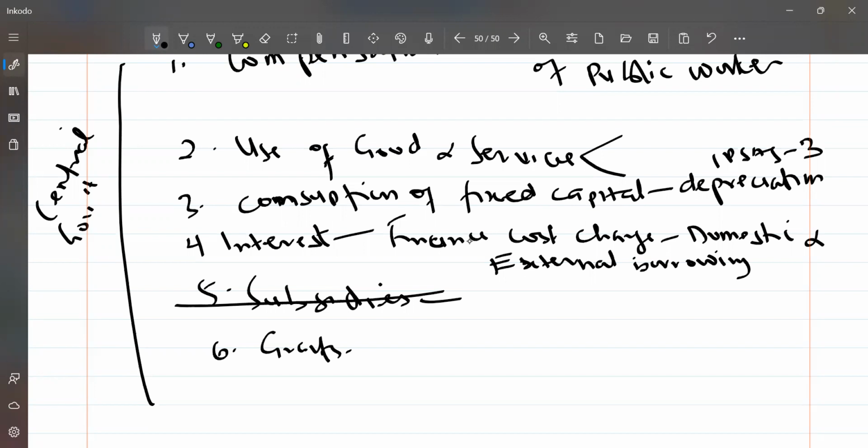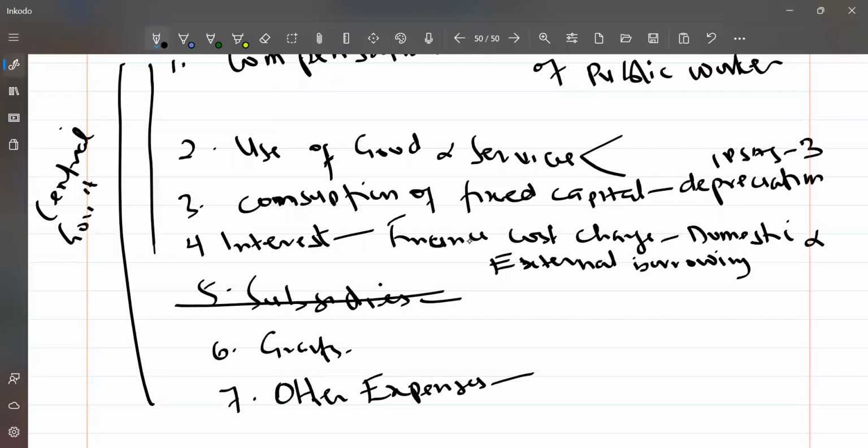Okay. So number 7 is other expenses. What is other expenses? Other expenses is like miscellaneous. If, after all these elements, you don't know where to put an expense under 1 to 6, it is supposed to be placed under other expenses. So other expenses is like miscellaneous. Is that clear?